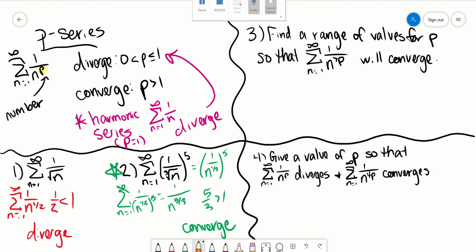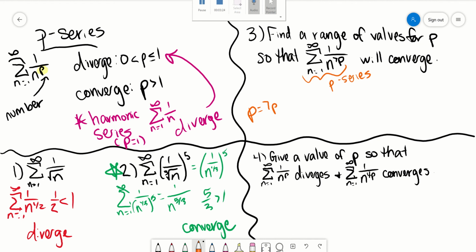Now, ones like number 3 and number 4 are probably more like what you would see on the AP exam this year. Number 3 says find a range of values for p so that the series from 1 to infinity of 1 over n to the 7p will converge. The first thing is to recognize that this does look like a p-series. Well, the power is equal to 7p. I don't like the variables overlapping, but I can't fix it at this point.